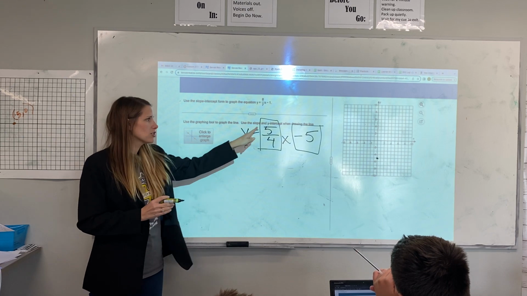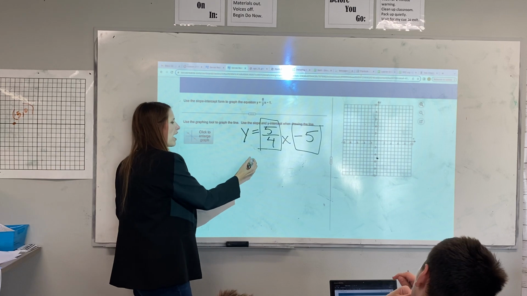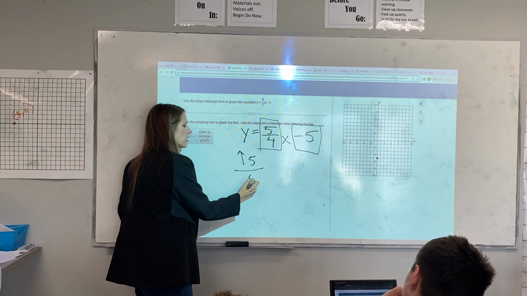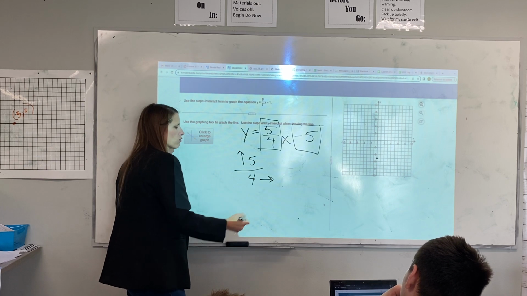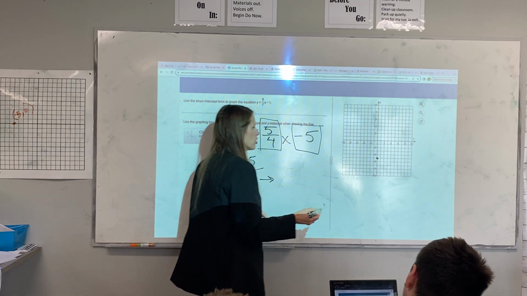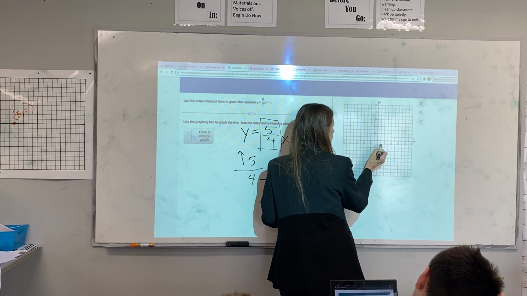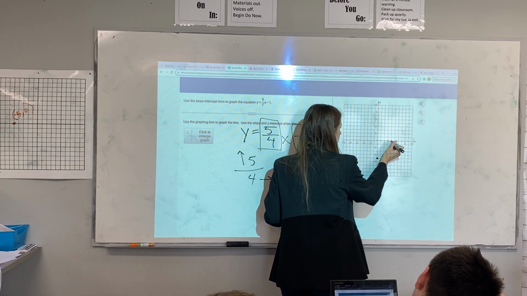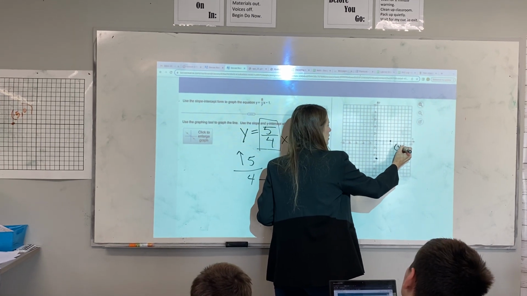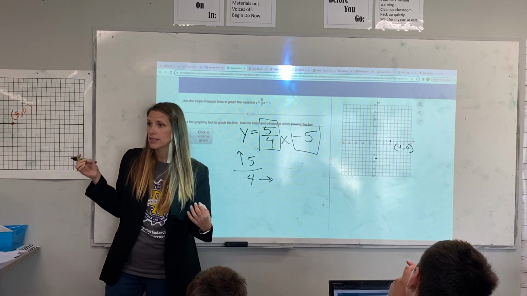Good. This is rise over run. So the 5 is the rise, so we're gonna rise up 5. The 4 is our run, so we're gonna go to the right 4. They're both positive, so we're gonna go up and to the right. Positive, positive. So we go up 5, 1, 2, 3, 4, 5, and over 4, 1, 2, 3, 4. You should be plotting a point at (4, 0). And when you do that with your tool, it automatically connects the dots and makes the line.